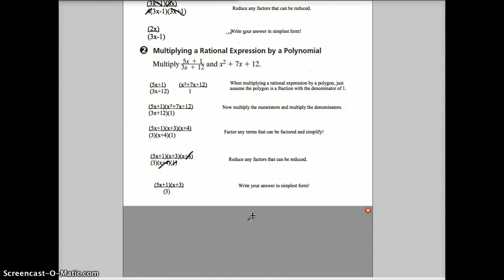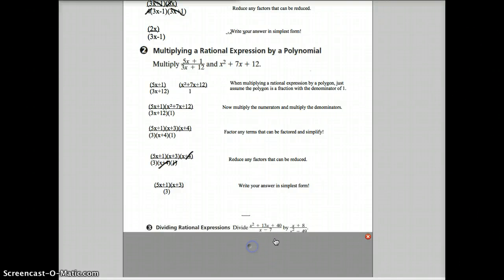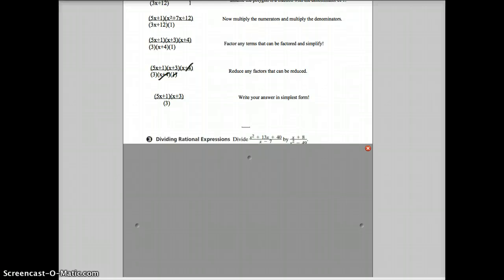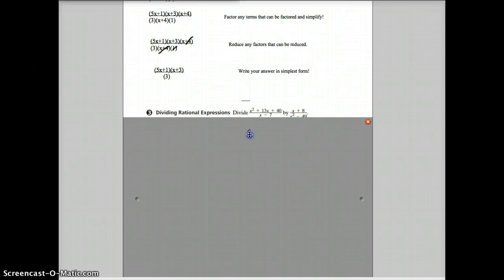Now, some of you have asked whether you could FOIL this and get a quadratic in the numerator. You can. It's really an unnecessary step at this point, and I like to leave things as factors in case I need to factor something else. It just all depends on where the problem's going from here. So let's look at example 3. In example 3, we are now dividing. Think about how you would divide fractions.